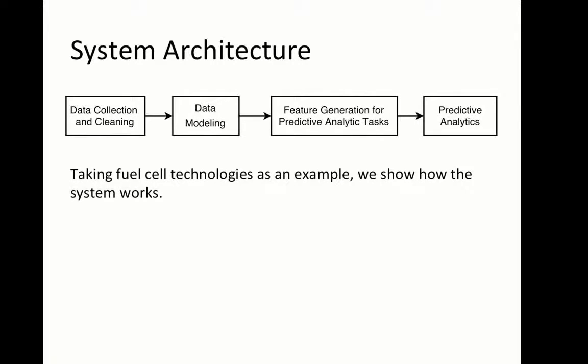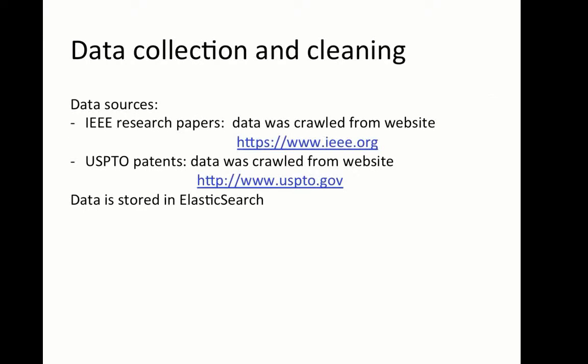Our system includes 4 steps. The first step is data collection and cleaning, and the second step is data modeling. The ontology is used to map data into a knowledge graph in RDF format. And the third step, we generate features by querying the knowledge graph. The features are used for the next step. And the fourth step is the predictive analytics, and the user can use different predictive models. We are going to use the fuel cell technologies as a case study to show how our system works.